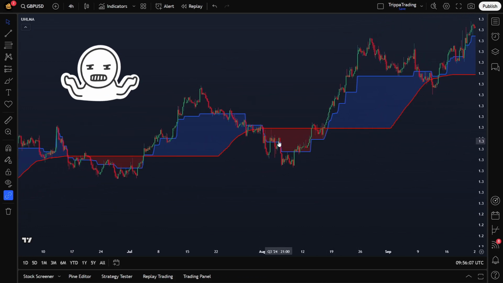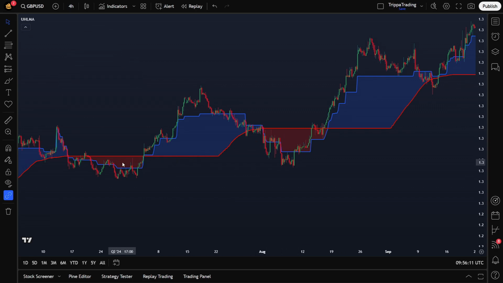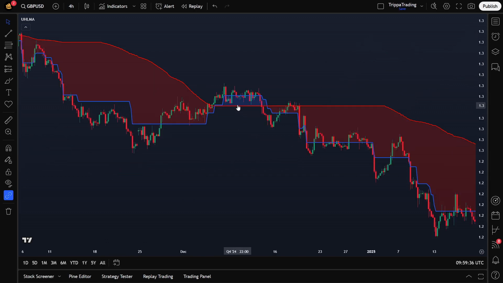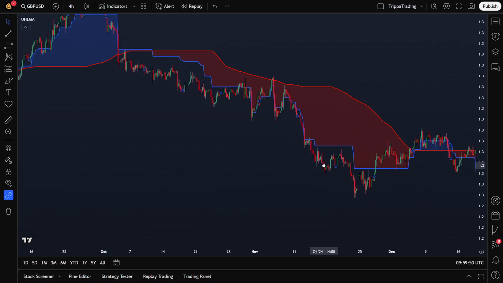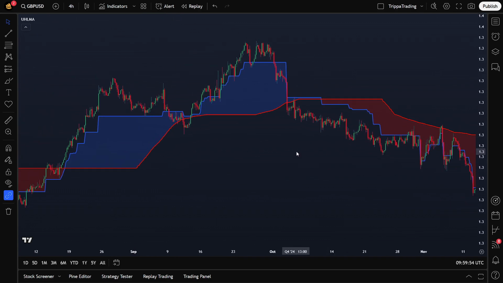Why? Because these signals, despite the indicator's efforts to reduce false crossovers, can still lead to bad trades. For example, here's a false signal that occurred during a pullback in a downtrend. It wasn't the beginning of an uptrend, just a temporary retracement. In this strategy, we'll use this indicator only for trend identification. When the area is red, we'll look for sell positions, and when it's blue, we'll look for buy positions.